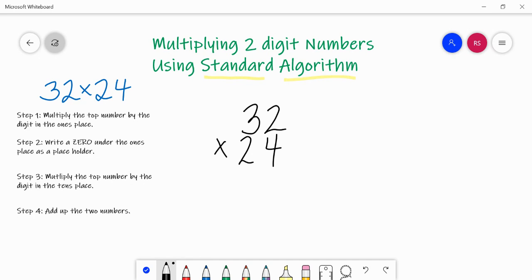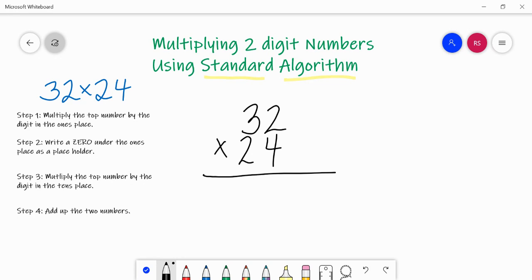And then I put my little multiplication symbol on the left-hand side. We use an X to symbolize multiplication. Now we're going to put our line underneath because we're separating our factors from our product. So our factors are 32 and 24, right? We're trying to figure out what they multiply to get. So our product will go down here below. All right, so let's take a look at the steps.